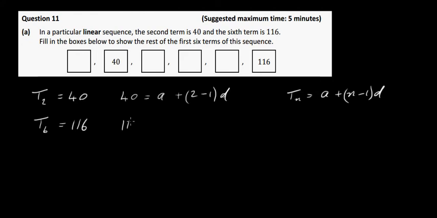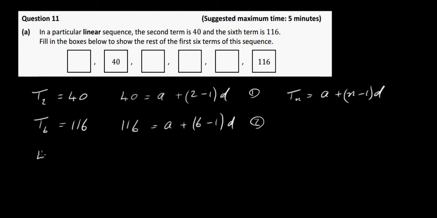Also in this case we've got 116. 116 here is equal to a plus, n is actually 6 here, so it's going to be 6 minus 1 times d. So we have two equations and two unknowns, so these are our two equations here. We can use simultaneous equations to work out what a and d are. Well, let's take them separately.